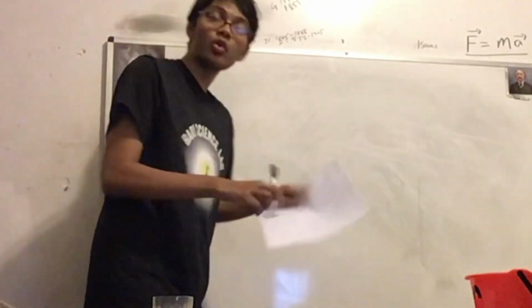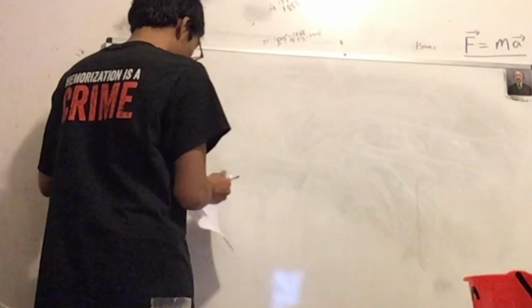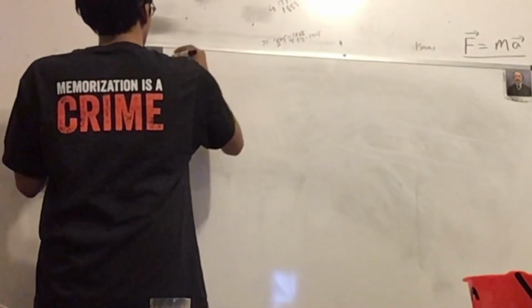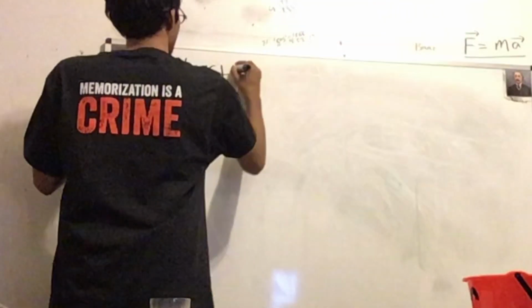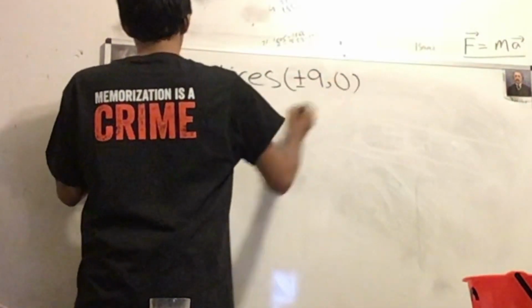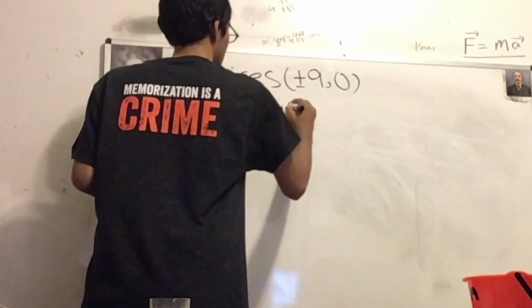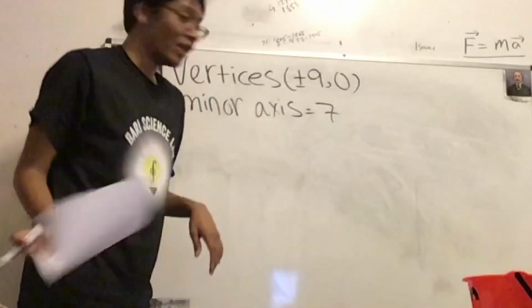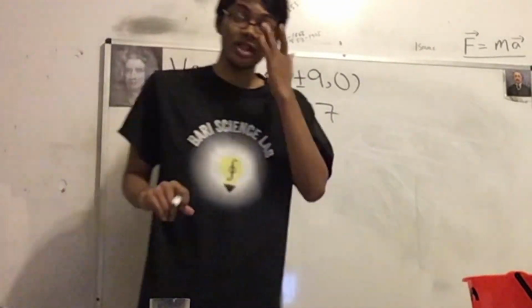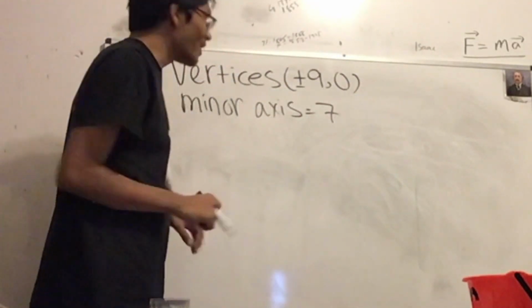Our first example is going to be, so here's our first example. I've got it right here with me. So find the equation of the following ellipse, okay? We want to find the equation of the ellipse with the following properties. It has vertices at plus minus 9, 0, and it also has a minor axis whose length is 7. Okay, so using just these 2 pieces of information, we actually have to find the equation of our ellipse. Okay, so how do we do that?